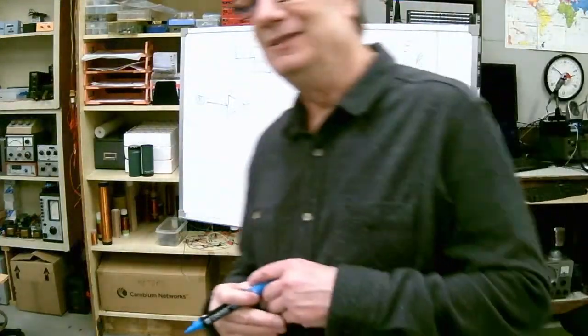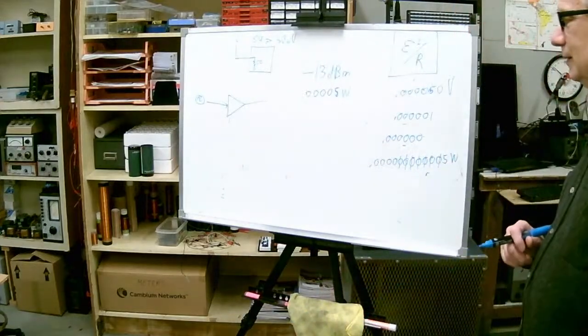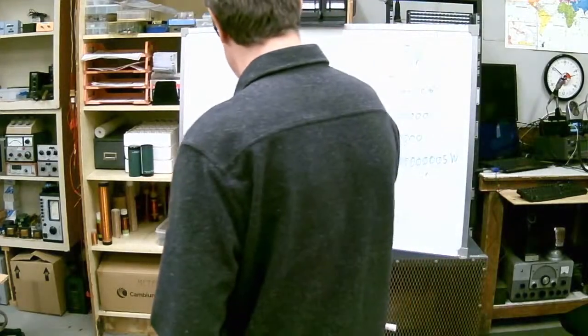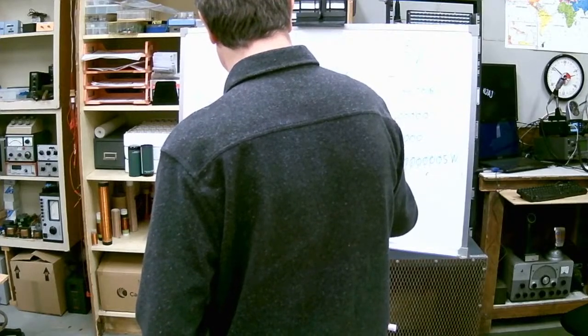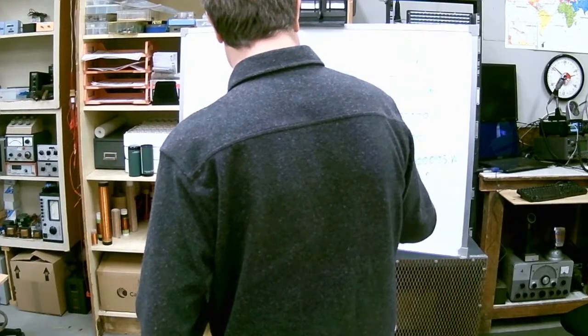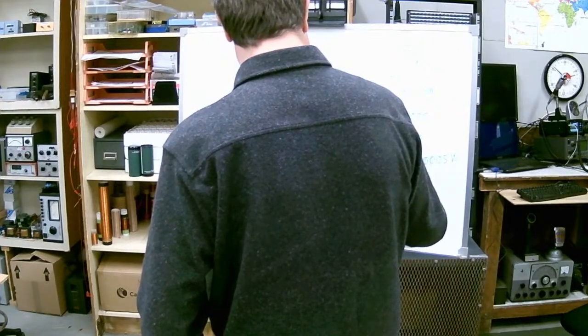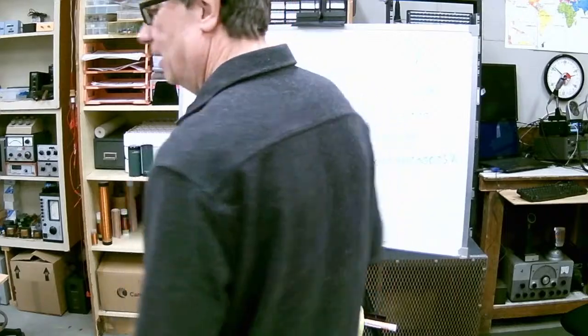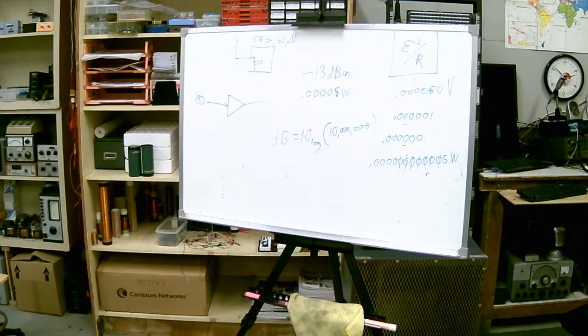How many dB is that? Well, 10 log of 10 million to 1. What is log again? Common logarithm, log to the base 10. So you just punch the log in, so the log of 10 million is what? dB.